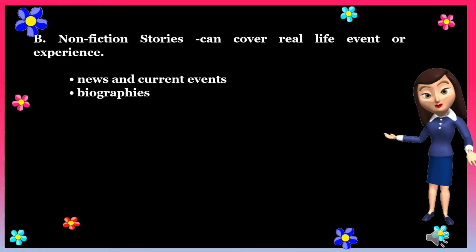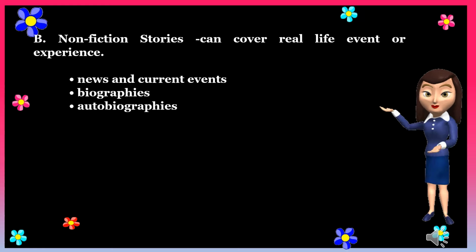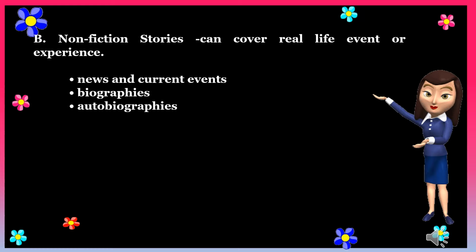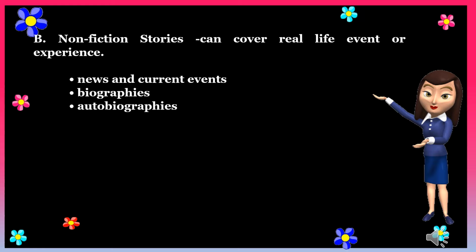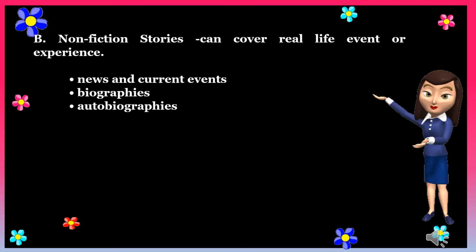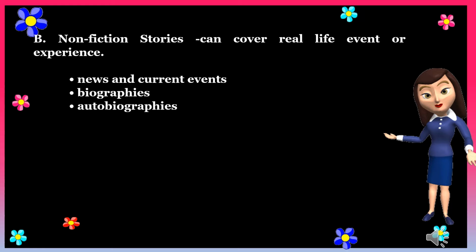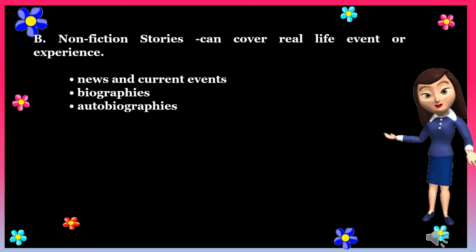Next is biographies. And we also have autobiographies. So what are the differences between biographies and autobiographies? Biographies are life stories written by other people about a certain person. So, for example, we are reading the life story of Juan. Berto wrote the life story of Juan. That is an example of a biography.